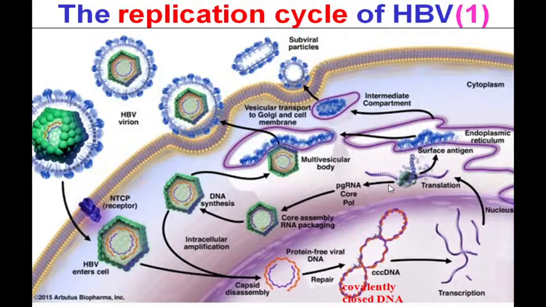So the core protein will be translated and the polymerase will be translated. These two types of proteins may start forming the new cores and assemble with the transcribed RNA. Interestingly, the pregenomic RNA will be encapsulated. This is a DNA virus, but an RNA molecule will be enclosed into the capsid.